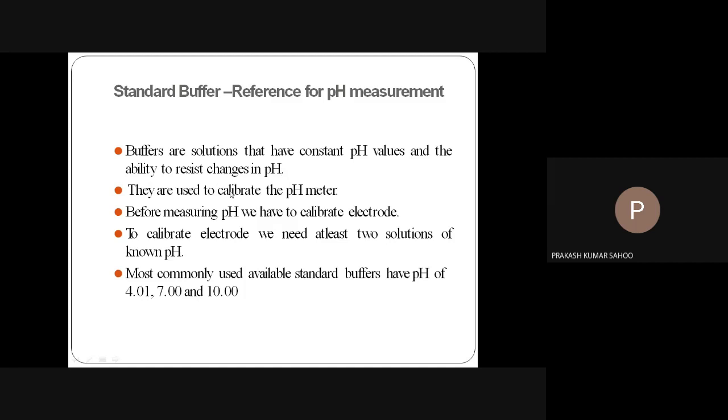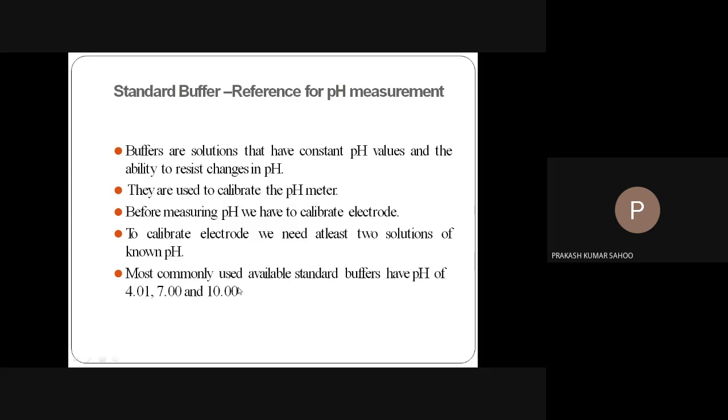They are used to calibrate the pH meter. That means before using the pH meter on an unknown solution, we should calibrate or standardize the pH meter by using a buffer solution whose pH is already known to us. Before measuring pH, we have to calibrate the electrode. To calibrate the electrode, we need at least two solutions of known pH. The most commonly used buffers are pH 4.01, 7, and 10.